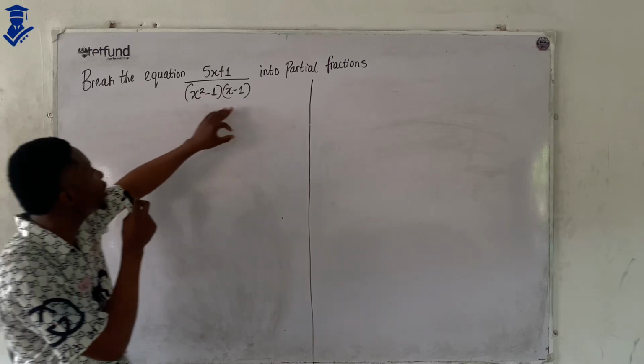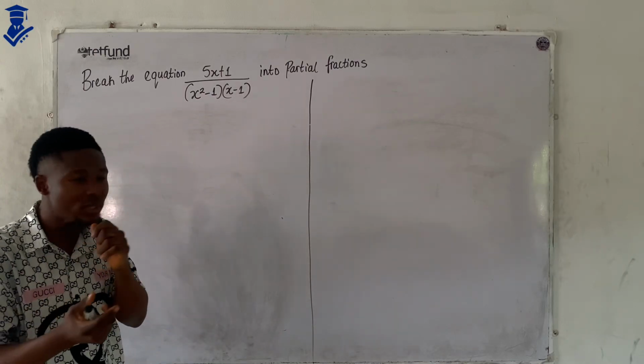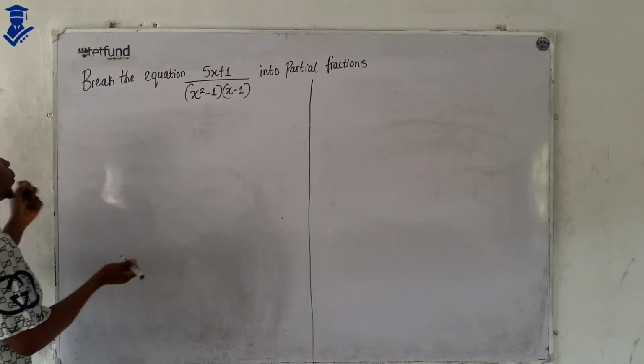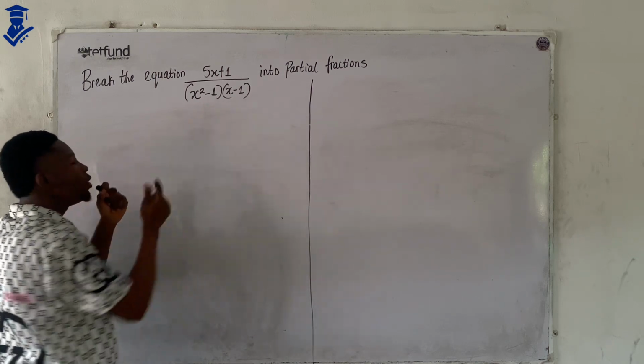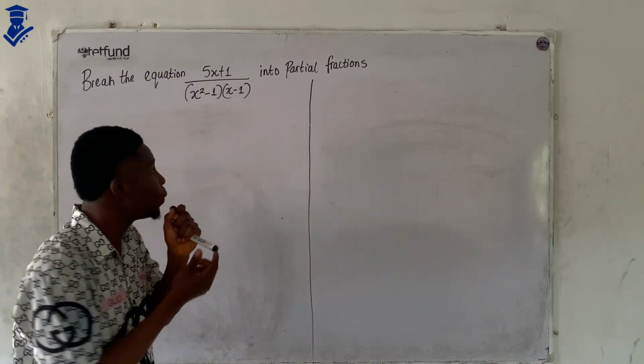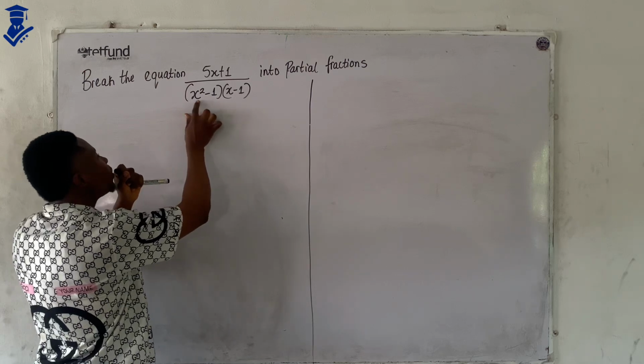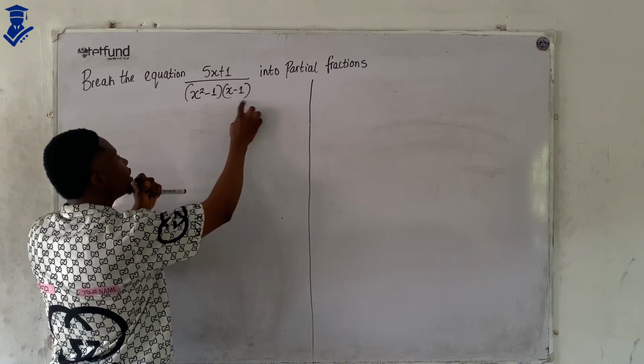Want to break the equation into partial fractions. Now, how do we do that? You have to detect your denominators very well before you split them into partial fractions. Now, you have the first bracket, x squared minus 1, times x minus 1.